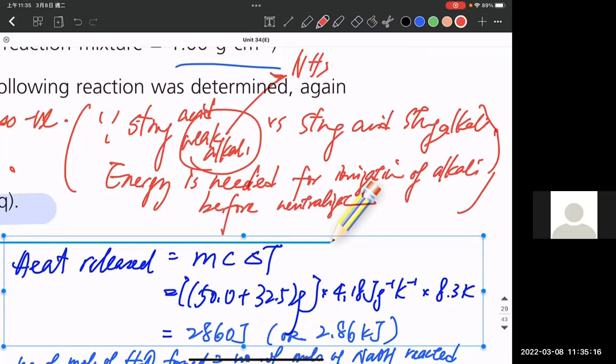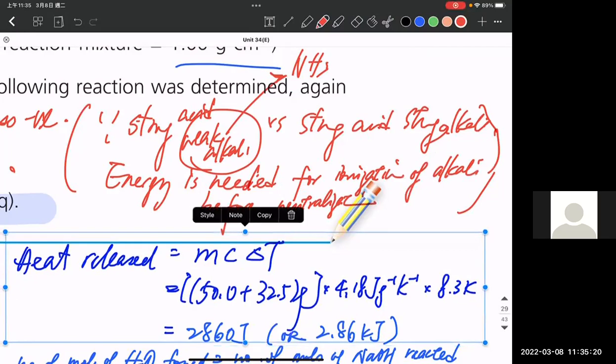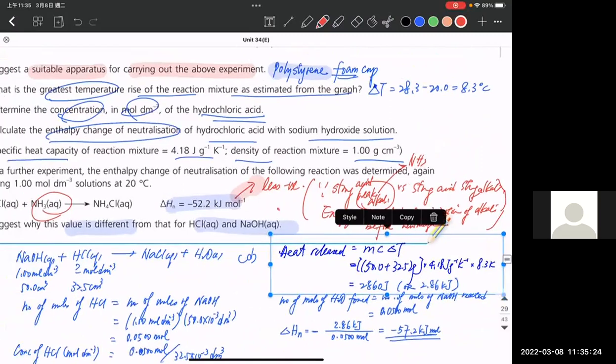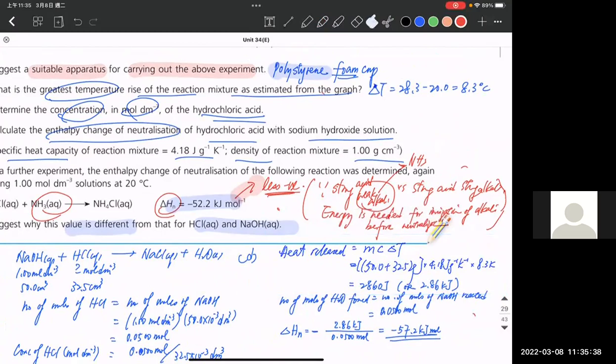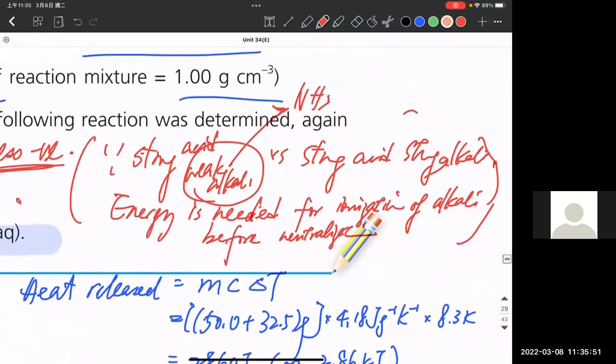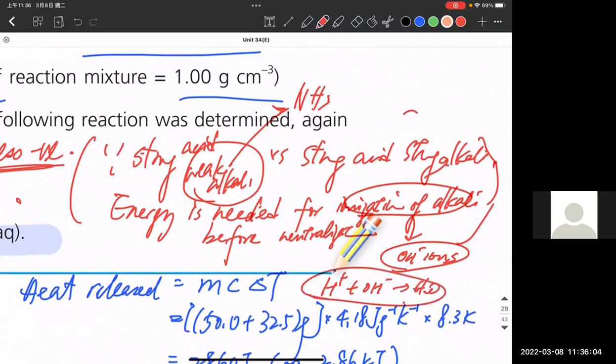Even though you are talking about the production of 1 mole of water to be formed, this delta H value is less negative compared with the strong acid, strong alkali one. Do you find it? So this is because it undergoes ionization before neutralization, such that we can get hydroxide ions to make this reaction happen. Do you find it? So remember, this is what I would like to leave to all of you to have a try on.